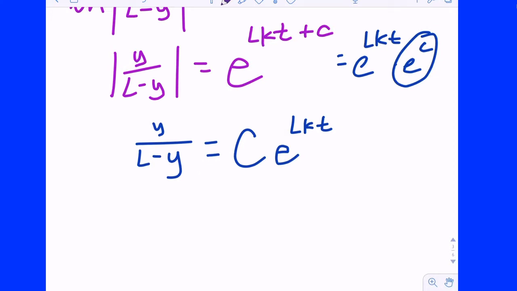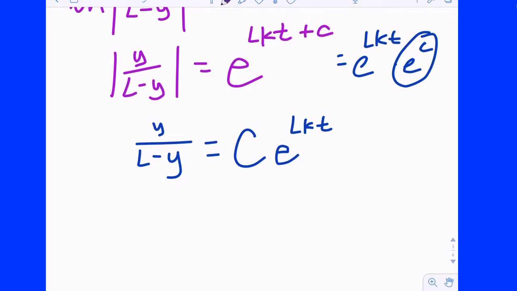Yeah, it's kind of like a chess game, right? You think a couple moves ahead. If you multiply both sides by L minus Y, you could then distribute the C E to the LKT to both terms. That'll give you a Y term on the right, which you could then add to collect it with the Y that's left on the left. Then you have two terms with Y on the left. You could then factor out the Y on the left and divide through by the blob that's left on the left.